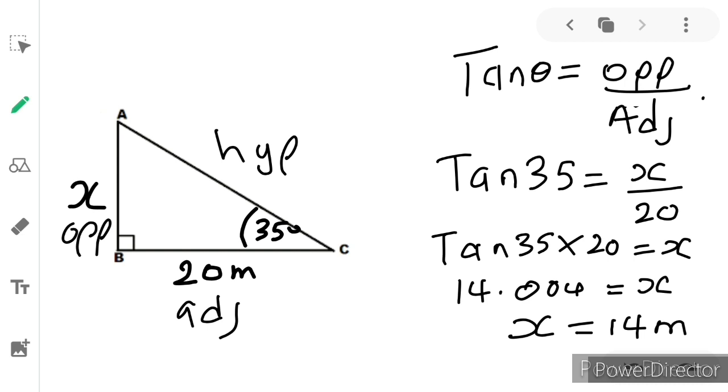So it all depends on what you have to find or what you are given, and that will be the ratio that you will have to use. And the same steps that we did here will apply for all the ratios, cos and sine. Check to see what you are given and what you have to find.